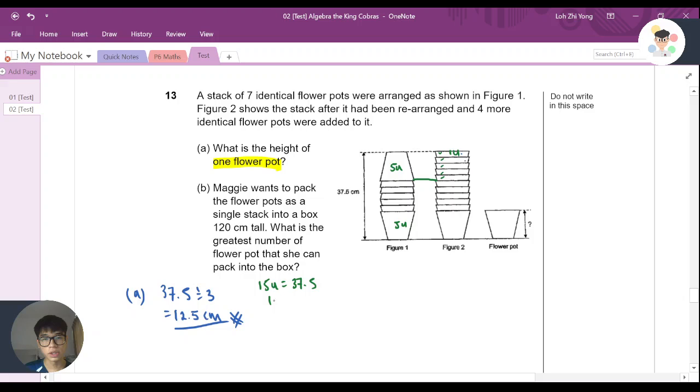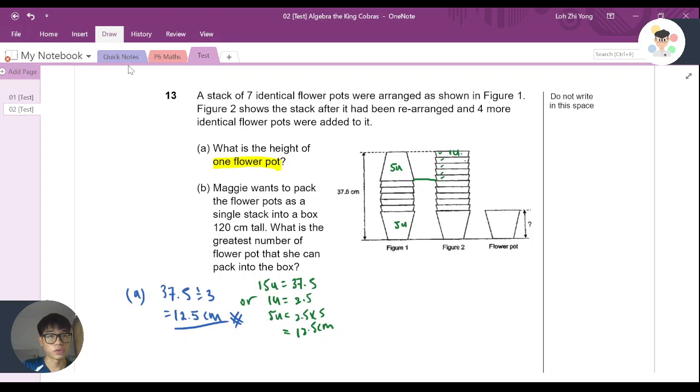So 1 unit is equal to, let me just quickly do this. 37.5 divided by 15. So it's equal to 2.5. And now I want to find one pot, so it's 5 units. So 2.5 times 5. And the answer is 12.5 cm. Now, if you are more an algebra person, you might do this. And it's the same, it's a correct one. Okay? So you can choose either one to do it.